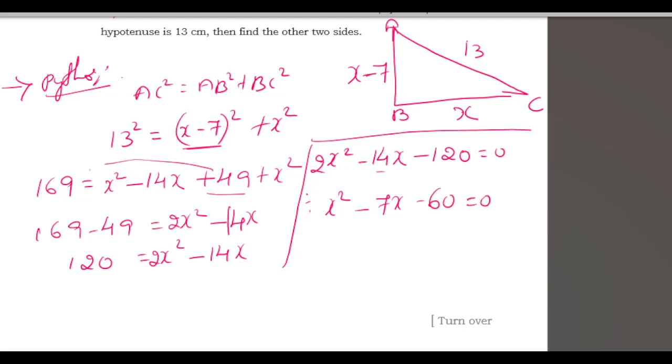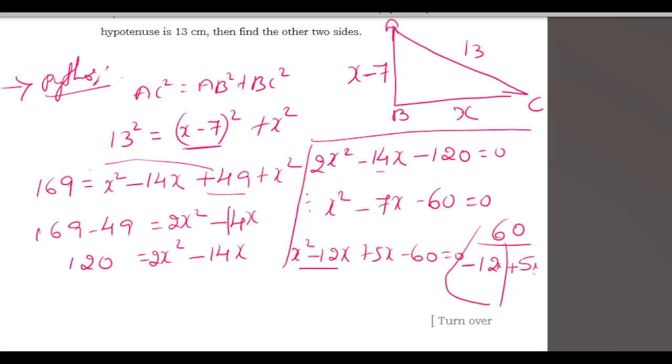Now we take the factors of 60. 12 times 5 is 60. 12 minus 5 is 7, so we have to subtract. We give the minus symbol for the bigger number and the plus symbol for the smaller number. So write it here: x square minus 12x plus 5x minus 60 is equal to 0.